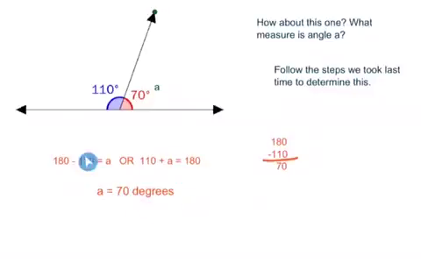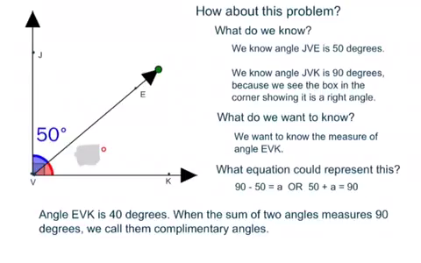Isn't that kind of fun? I like it. All right, let's give you a different one using a different benchmark angle. So if you look at this one, let's think about what we already know. We know angle JVE is 50 degrees. We know angle JVK is 90 degrees. And we know that because it looks like a right angle and it's marked. Remember that box in the corner tells you, yes, indeed, it is a right angle. Well, we know right angles are 90 degrees, right?